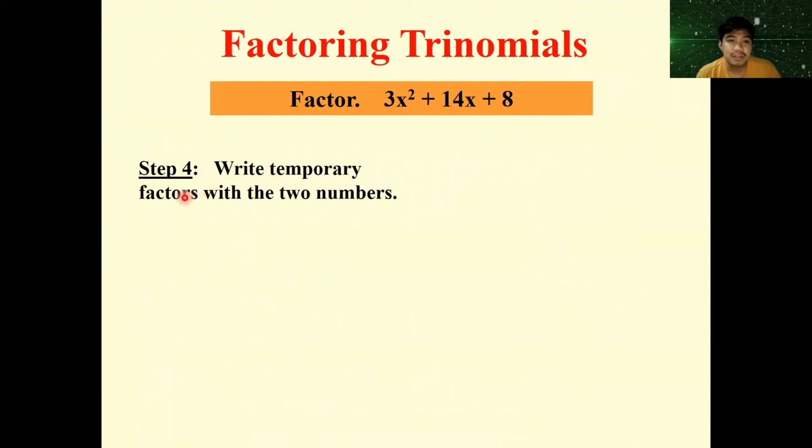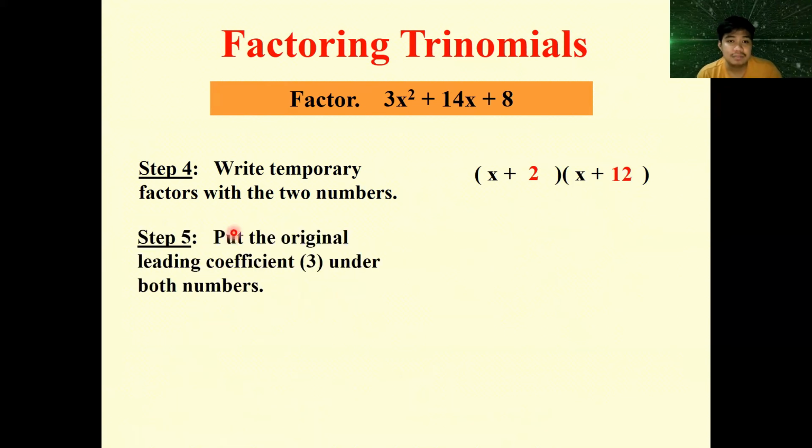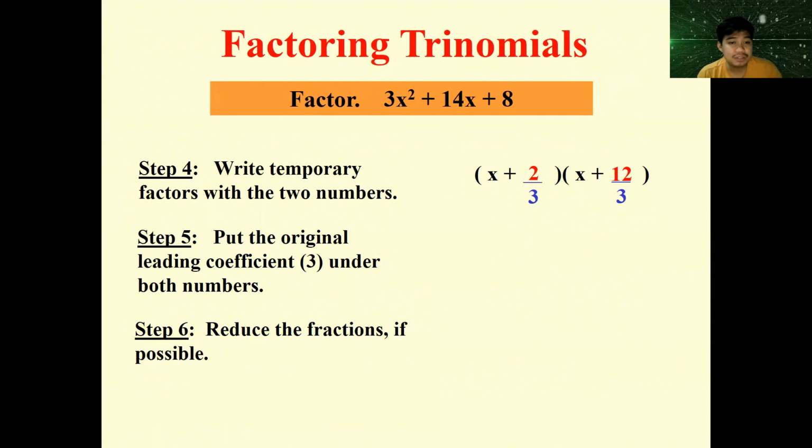So write temporary factors with the two numbers. So we have our 2, and then our 12. And this is not yet the final answer. Okay? And then put the original leading coefficient 3 under both numbers. So we have over 3 and then we have over 3. Okay, next, reduce the fractions if possible.